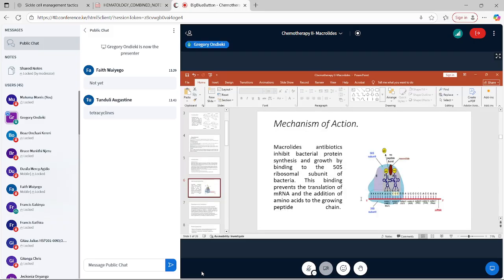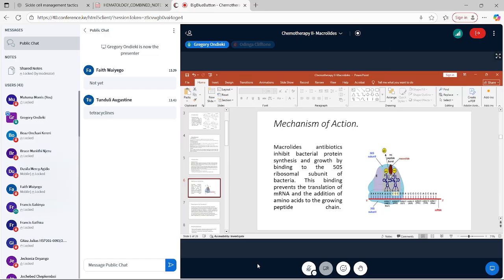How does it act? Now, we know the structure of the ribosomes, right? 50S, 30S. So macrolides usually bind to the bigger subunit, alongside which other? We have clindamycin. No, that's a macrolide. Which other class? Chloramphenicol. Chloramphenicol targets the 50S, right?